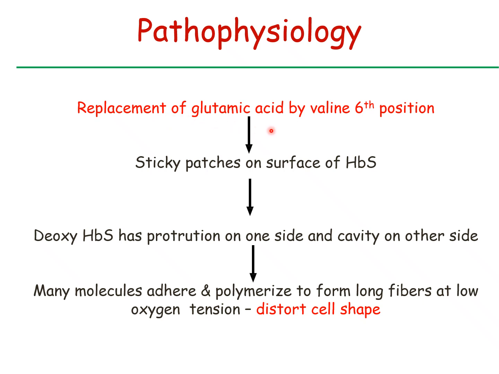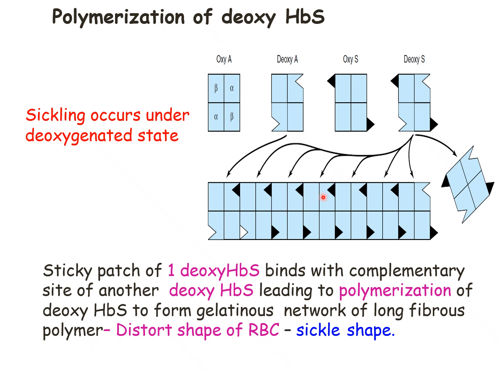Replacement of glutamic acid by valine in the 6th position. Sticky patches on the surface of hemoglobin S. Deoxy-HbS has a protrusion on one side and a cavity on the other side. Many molecules adhere and polymerize to form long fibers at low oxygen tension that distort the cell shape, which leads to sickle cell, right? So this is also for information.